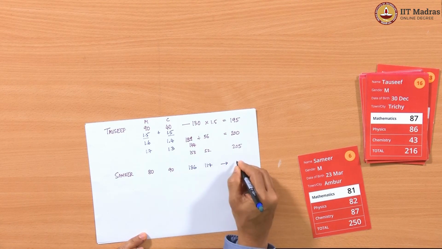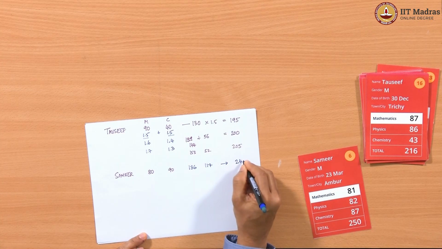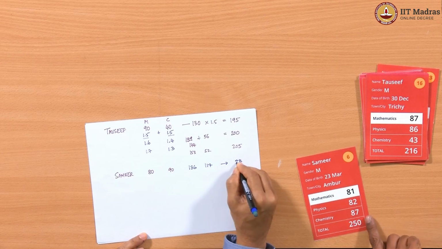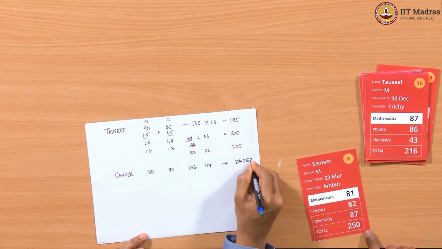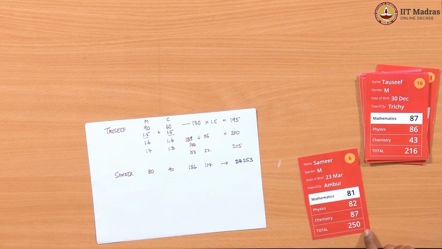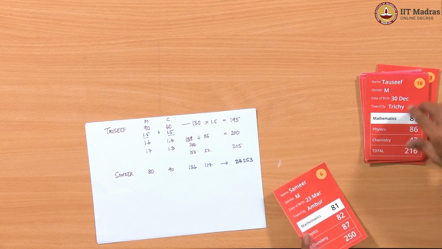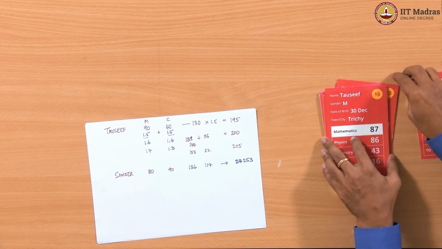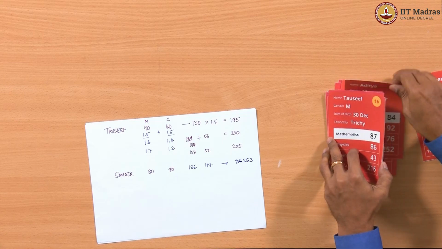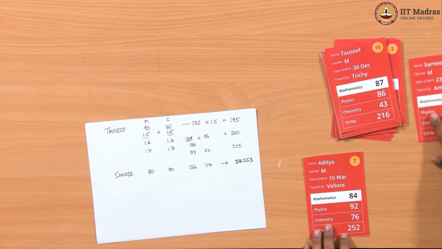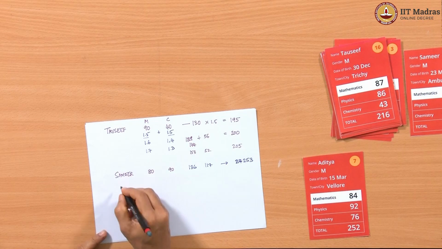Not bad. 253. Can you say that? So it's a better estimate for Samir than for Tausif actually. Okay, let's take one more and see if we have stumbled upon a very good relationship. Aditya.